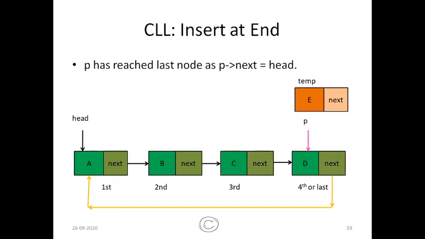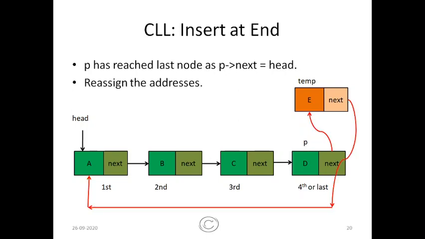Already we have created a temp node using the malloc operation, and we have assigned the temp data the key value e, and its next address will be reassigned. Now we have reached the last node. All nodes are green marked, so we have already visited those nodes. Now we are at the last node, so simply p's next will be the temp node and temp's next will be the head node. By writing these two statements we can insert the new node at the last position.